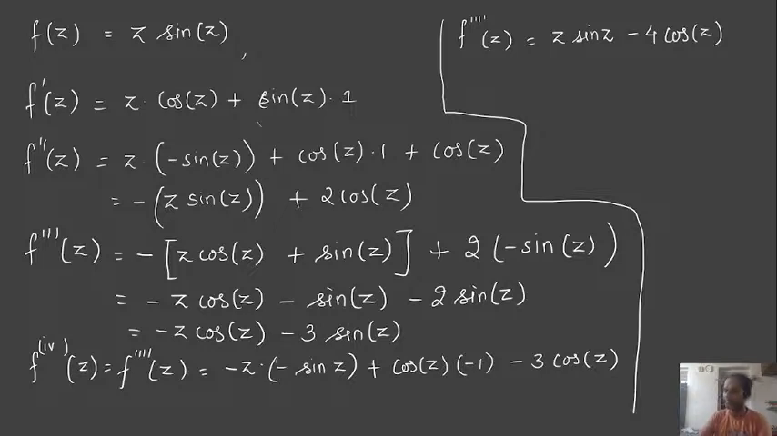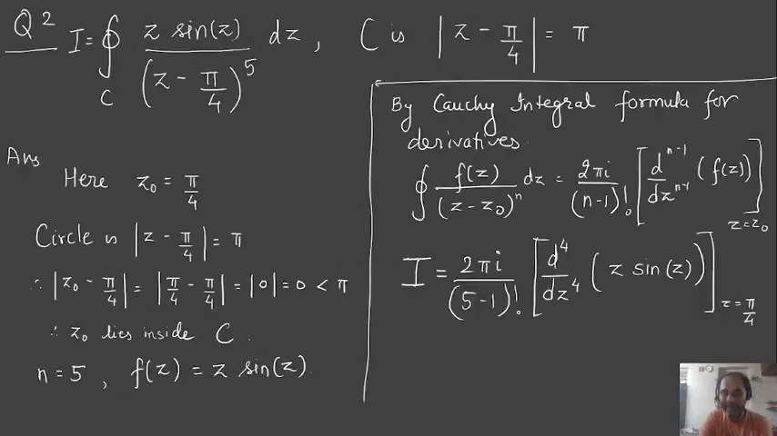Now we proceed further. I believe people are still calculating their derivatives. It's okay, not an issue. So this fourth derivative that you have calculated, we now evaluate at the point z0. So that is z0 sine z0 minus 4 cos of z0, and z0 in our example is pi by 4.